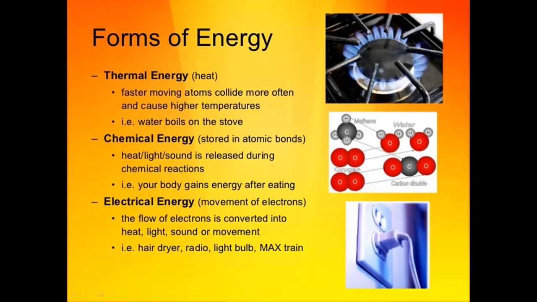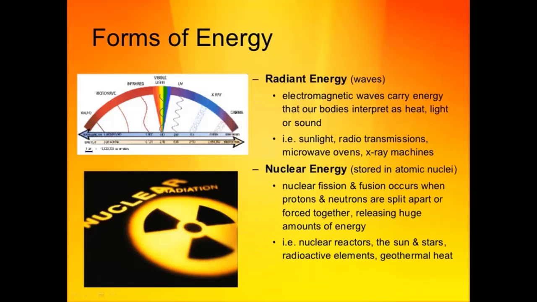Electrical energy is where the movement of electrons, that is the flow of electrons, is converted into heat, light, sound or movement. Such kind of energy is called electrical energy, and examples are hair dryers, radio, light bulb, etc. Here you can see radiant energy: electromagnetic waves carry energy that our bodies interpret as heat, light and sound. Examples are sunlight and radio transmissions.